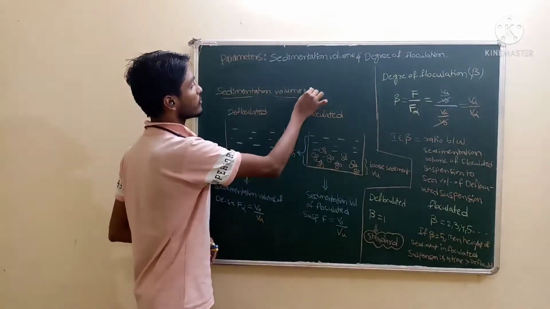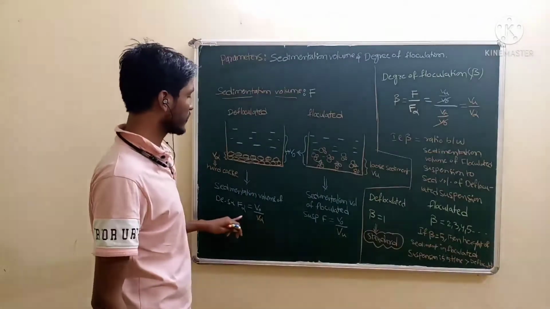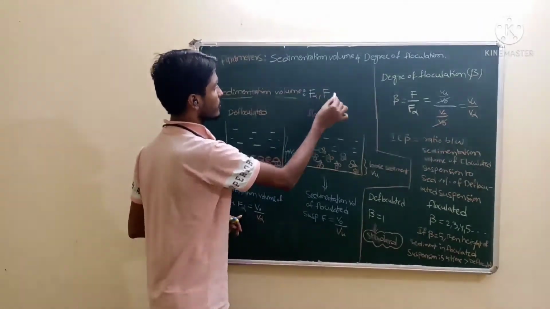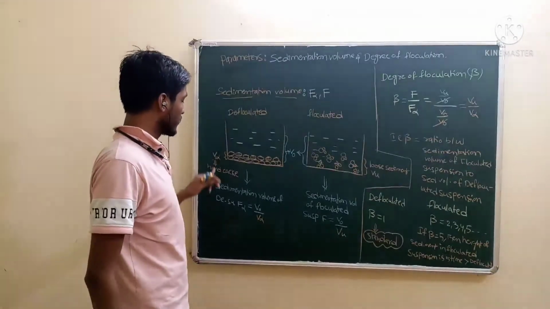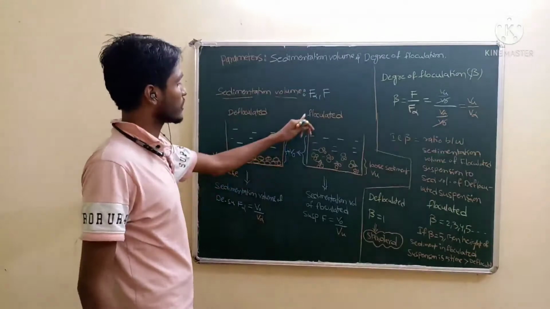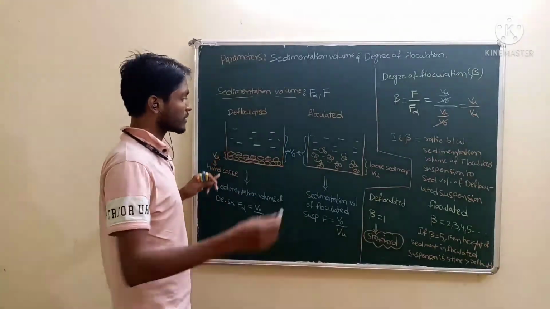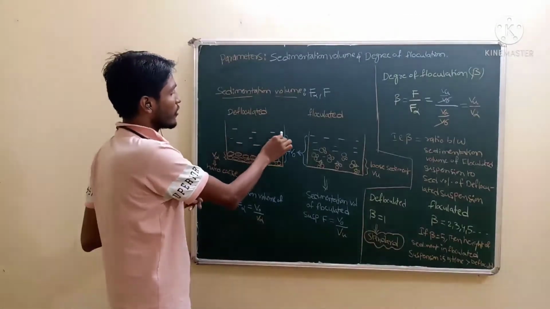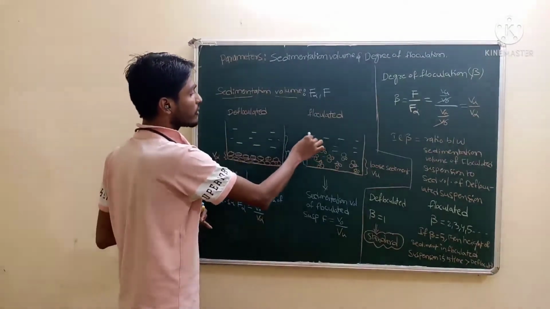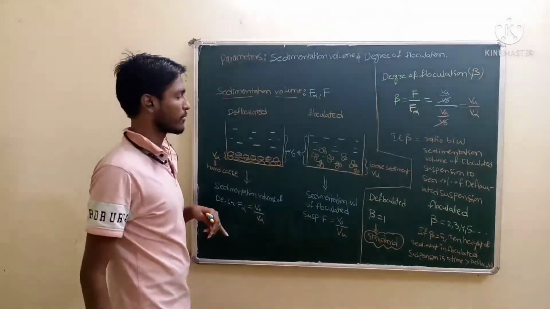Sedimentation volume we can represent by F or Fα. So for sedimentation volume, I have taken a deflocculated suspension and a flocculated suspension. In the deflocculated suspension, whatever the solvent I have added up to this level, in the flocculated suspension I have added the same level of solvent.